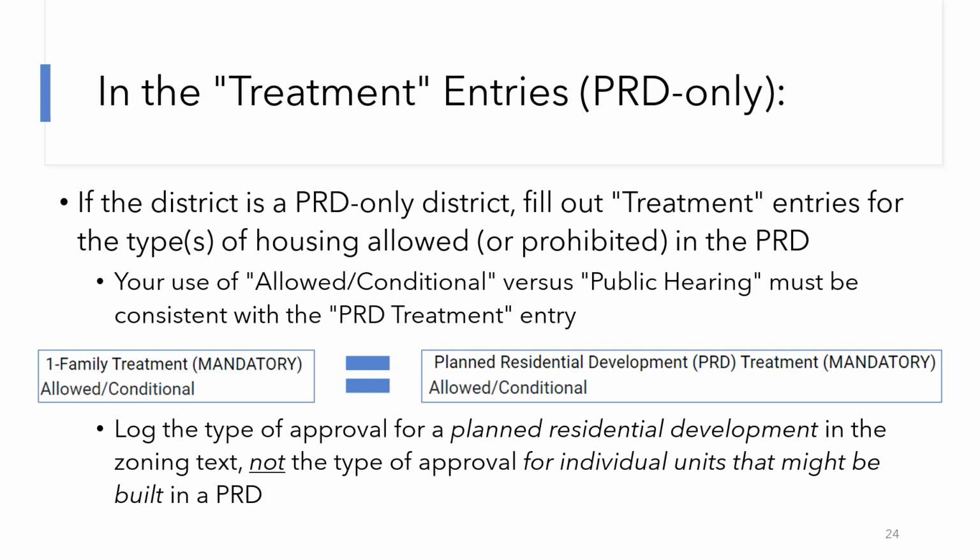So in this instance, this PRD is allowed conditional, and therefore if 1-family housing is allowed within that district, then it also must be allowed/conditional. Please make sure again that you're only entering the approval for the planned residential development in the zoning text, not the type of approval for individual units that might be built within it.